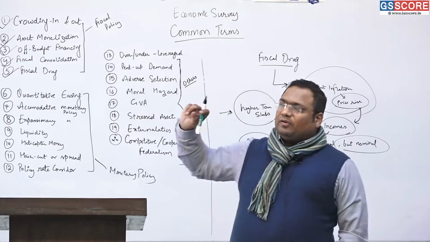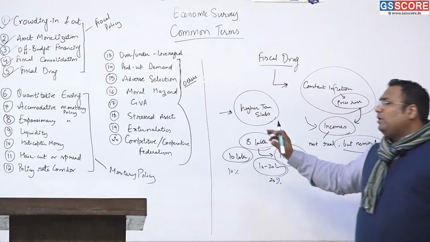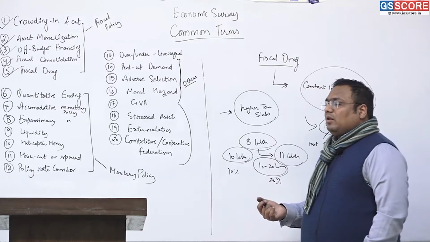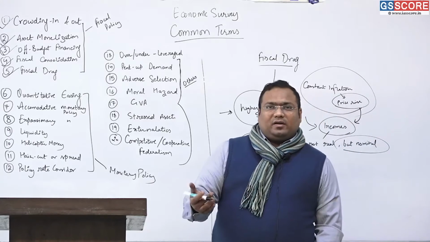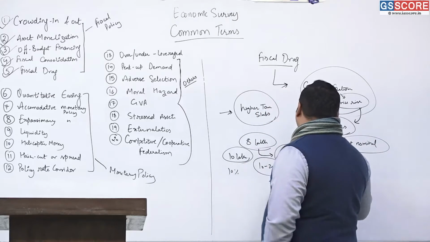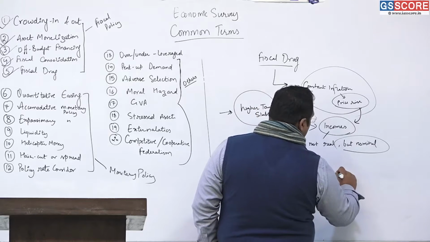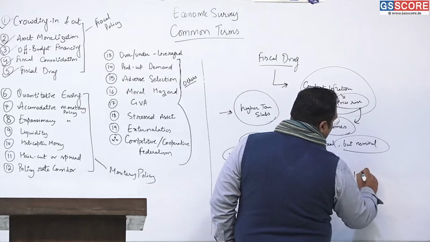Okay, now because of the increase in nominal income, many people may come under a higher tax slab. And now they have to pay higher taxes and their real income will actually decrease. This will lead to a real income decrease.